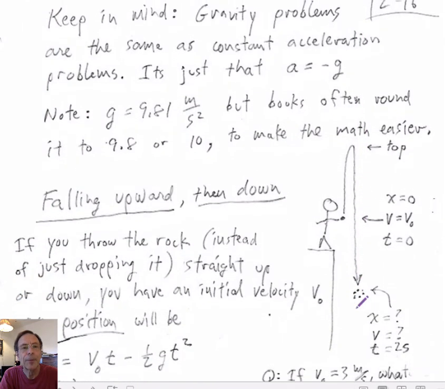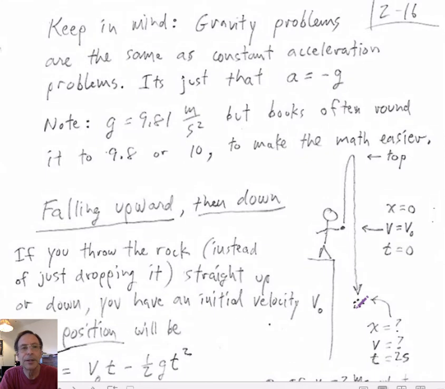So, a little reminder here: keep in mind that gravity problems are the same as constant acceleration problems. They're just like all the problems before. It's just that the acceleration is minus g, minus 9.8 or minus 9.81. And over here, I'm just saying what I said earlier, that a lot of books will round to 9.8 or even to 10 to make the math easier.